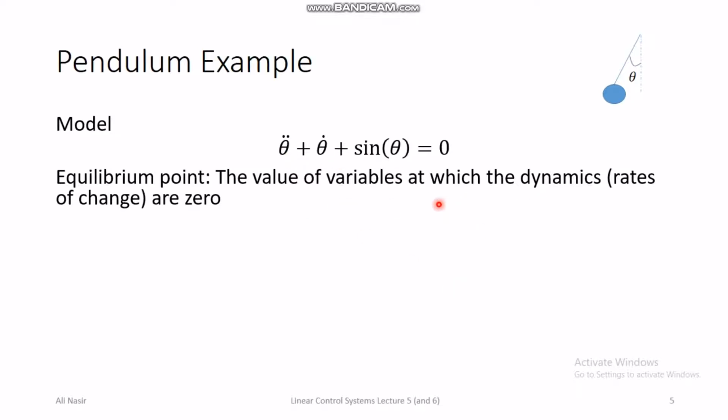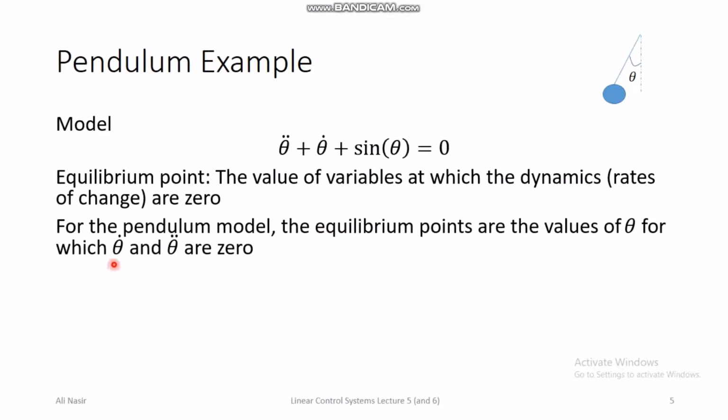Whenever I say the word point, it means some value of theta. If I convert this differential equation into state space where there are two states, then the word point will mean a value pair of two states. So if there are two states x1 and x2, and you assign x1 a fixed value and x2 another fixed value, then the pair of these two values is a point in the state space.